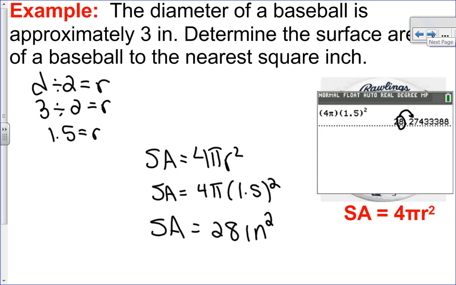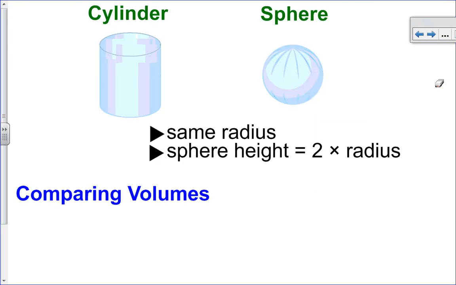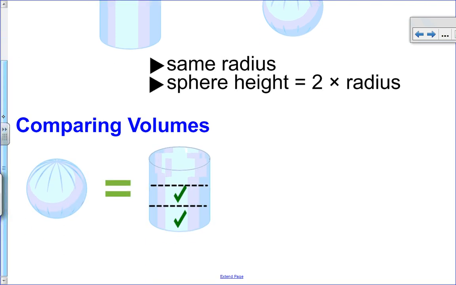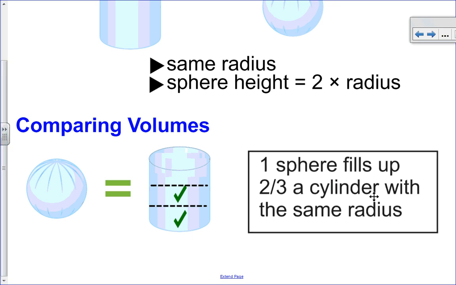Okay, let's talk volume now. So back to the cylinder again. Now, cylinder and sphere, let's say they have the same radius, and we already established that the sphere has a height of 2r. Let's compare their volumes. If I were to fill up a sphere entirely, it would not entirely fill up a cylinder. It would actually fill up 2/3 of a cylinder. So one sphere fills up 2/3 of a cylinder with the same radius.